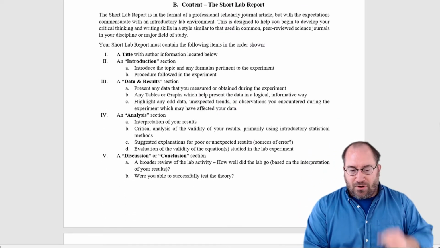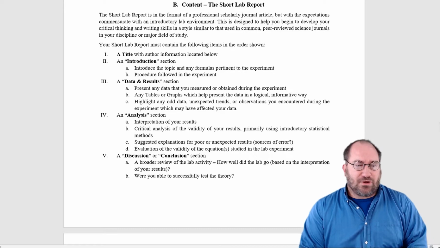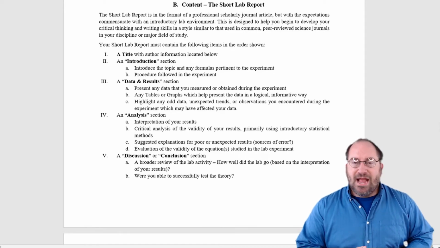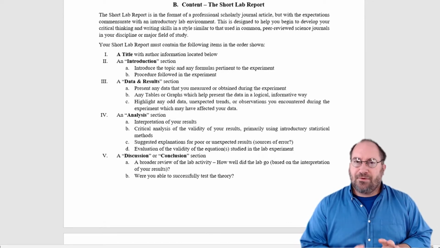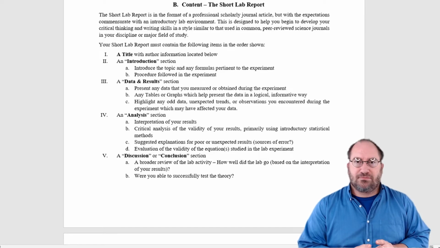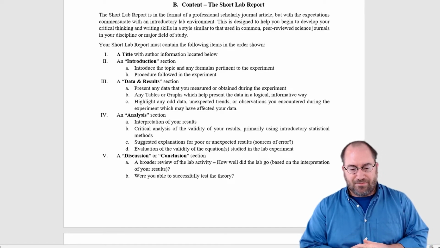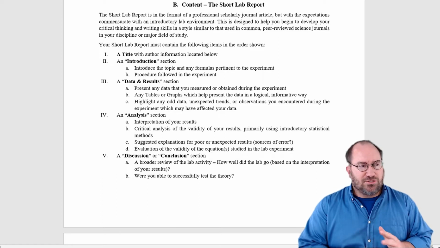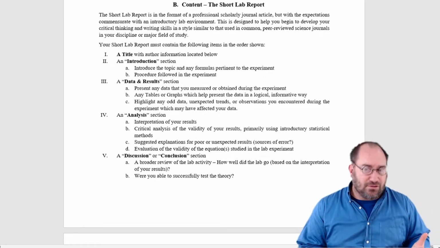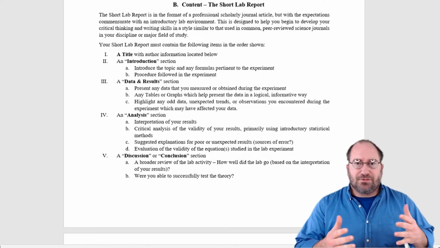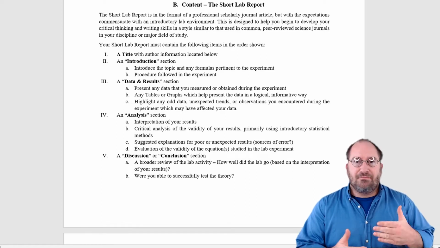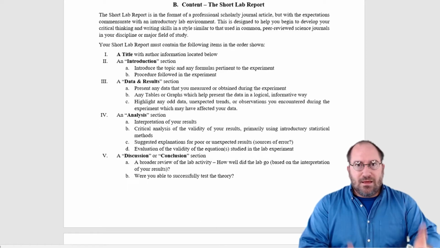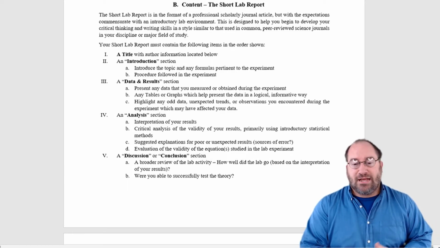The short lab report is basically composed of four key parts. You've got your title, an introduction section, a data and results section, an analysis section, and there are two different things that happen in those two sections that is not always obvious, but we'll talk about those details in a moment. And then a discussion or conclusion. You can call it either. You can call it discussion and conclusion. The idea here is to be able to bring together your points from the rest of the lab and then make a forward-looking comment about where to go next with this type of thing.